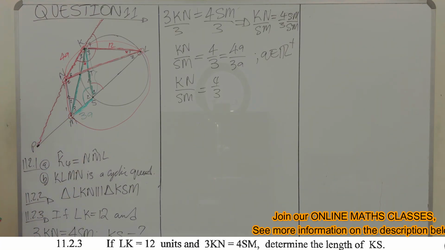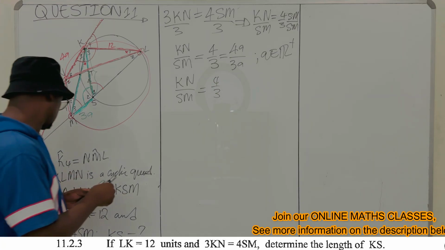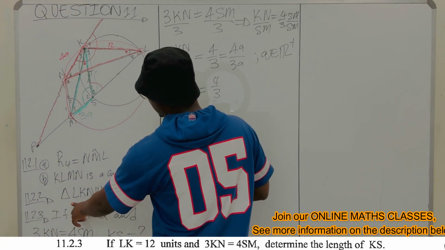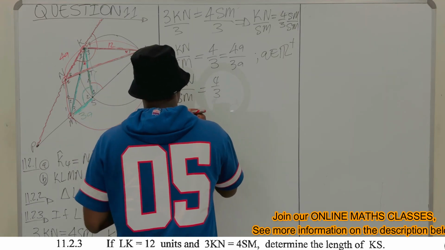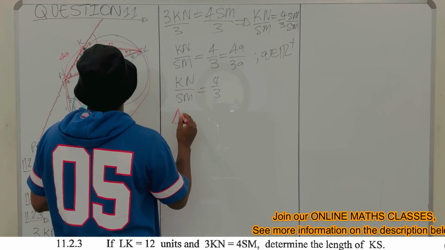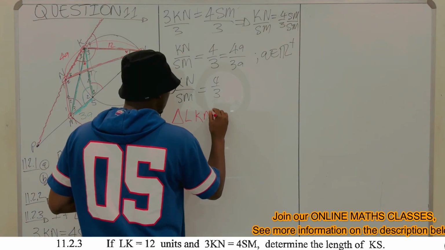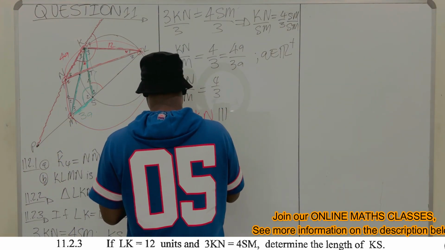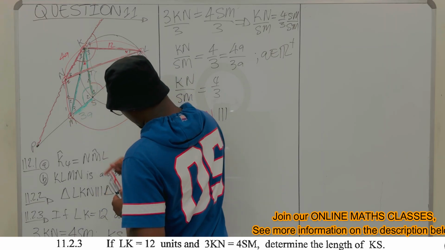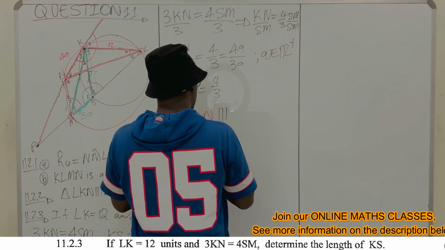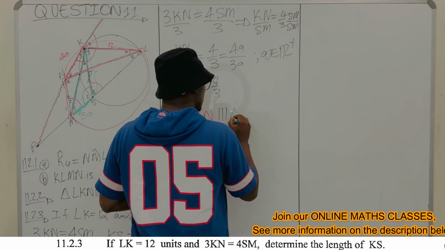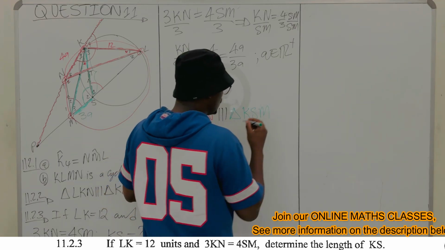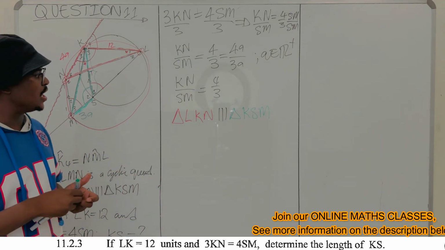So on the previous question, we proved this. We proved that triangle LKN, which is the red triangle, is similar to the green triangle, which is KSM. That's what we did on the previous question. We proved that these two triangles are similar.